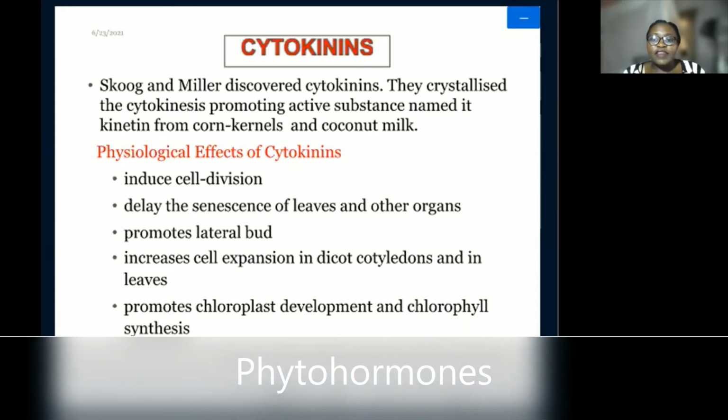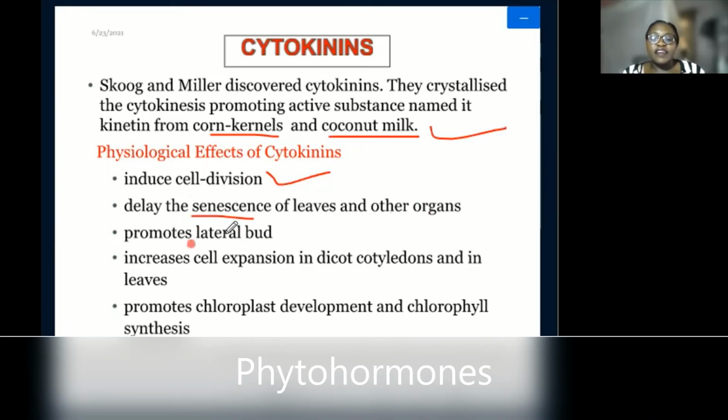Cytokinins were discovered by Skoog and Miller, and they were able to crystallize the cytokinesis promoting active substance and named it kinetin from corn kernels and coconut milk. So this is where they were able to isolate and crystallize this product. The physiological effects of cytokinins is that they induce cell division, and that's why I said it's also a growth promoter. And of course, they delay senescence of leaves and organs, meaning they delay aging.